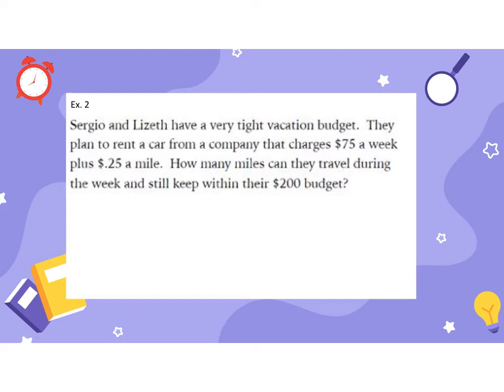Okay, so we'll start off by underlining what we know, what's important. What do we think is important in this? $75. Yep, the $75 a week. What else? 25 cents a mile. And what are we solving for here? Yep. How many miles to keep within their $200 budget. Good. Anybody got a good guess on how we set this one up? 200 is greater than or equal to 75 plus 25 cents x.